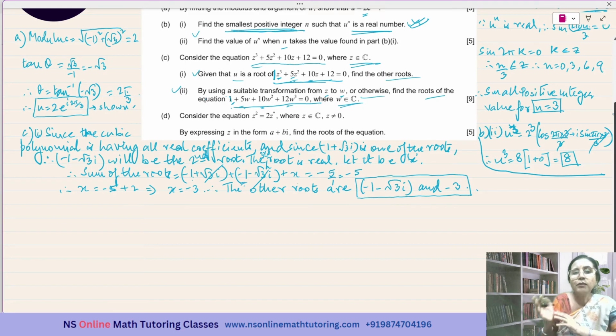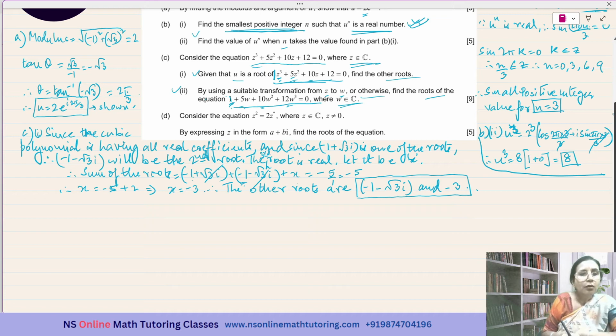So how can I get rid of this z cube? Either I have to subtract, as z cube minus z cube will give us 0. That also I don't want. I need the 1. So I cannot subtract. What can I do? I can divide. If I divide z cube by z cube, I will get 1. So let us do that division.